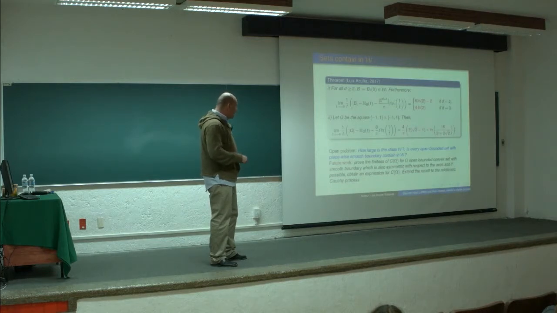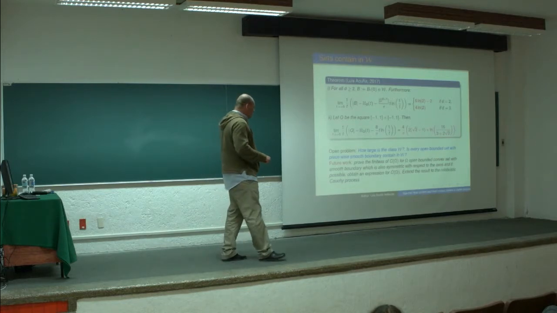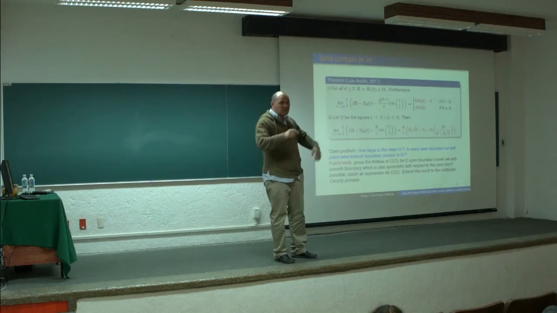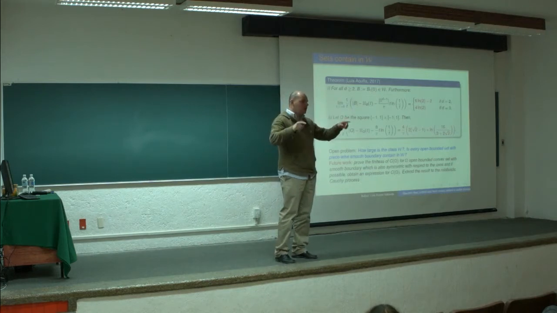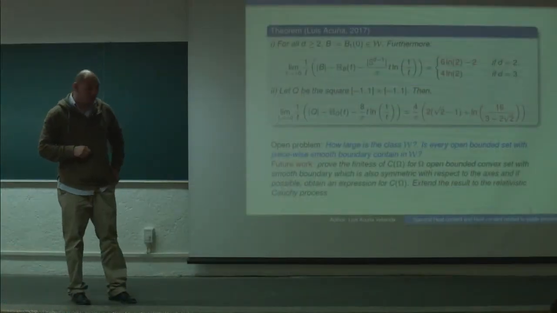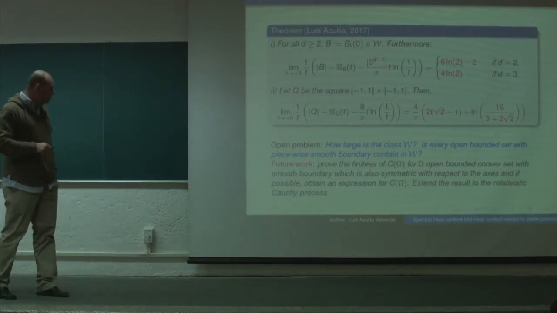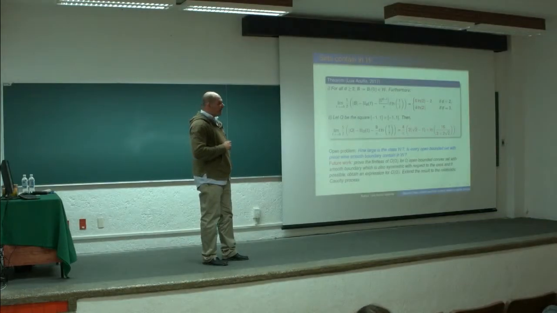If I can prove this, I will try to see what happens with compact sets which are symmetric with respect to the axis, and if it is possible to obtain an expression for the constant. For example, it would be nice to consider regular polygons in the plane and see what happens, if we can get an explicit expression for the constant.